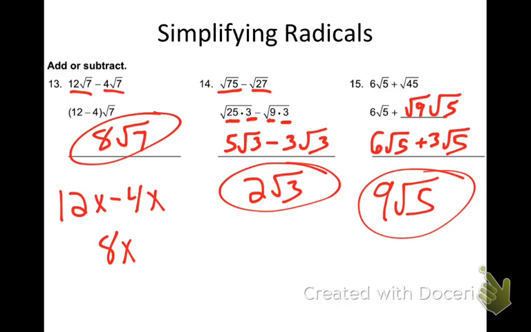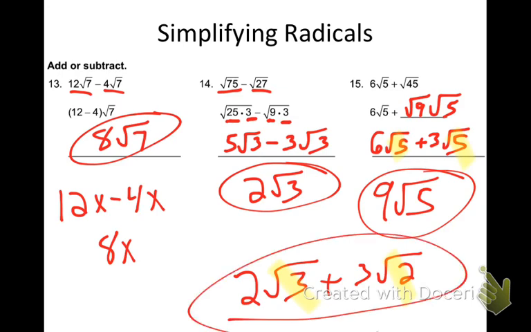Okay. Again, the goal is you have to find a common radical in order to combine. Let's say I have something like this. What if I have 2 square root of 3 plus 3 square root of 2? Can I combine those? No, you can't. The radicals are not the same, so I cannot combine them. That would be my answer right there. You can't combine it. That's done. That's as low as it's going to get. Okay.